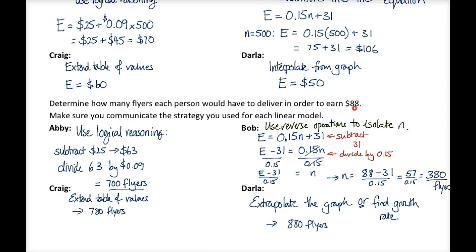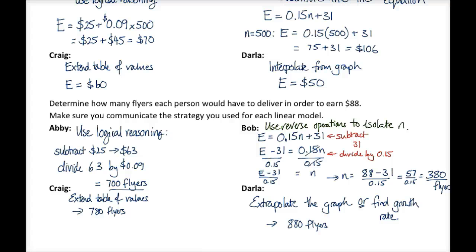So we're told the value of the dependent variable, the earnings, which is going to be $88, and we have to figure out how many flyers would need to be delivered from that. So for Abby, again, we'd use logical reasoning. We know she's going to earn $25 as a flat fee, so we can subtract that right away from the 88 to see how much she would have to earn by delivering flyers at 9 cents a flyer. If we subtract the 25, we get $63. And then we would have to realize that what we need to do is divide the $63 by 9 cents, or $0.09, to make the units the same. And if we do that, we get 700 flyers.